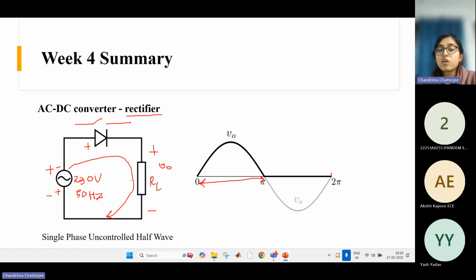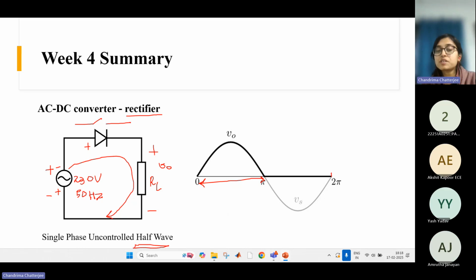So that's why we call it a half wave rectifier. Why half wave? Because only during one half cycle we get some voltage, and during the other half cycle we don't get any voltage. This is the simplest form of rectifier you will get. Just one diode, and this is an uncontrolled device. So we call it single phase uncontrolled half wave rectifier.